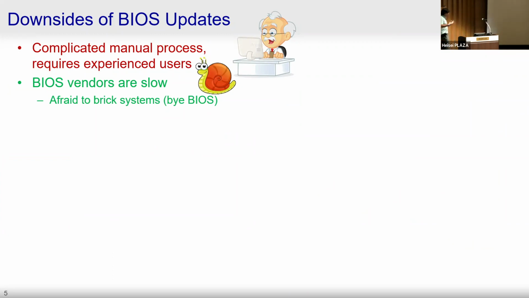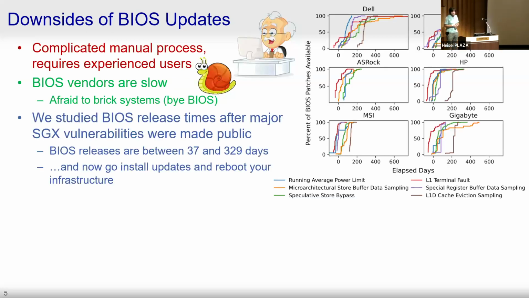So there's some inherent tension here, and when we decided to take a look at the BIOS release time between when the vulnerability became public and when the BIOS that actually fixes it becomes available, well, guess what? The picture is not pretty. It takes between 37 days and 329 days to even have that BIOS, let alone go and manually install this across your entire infrastructure.